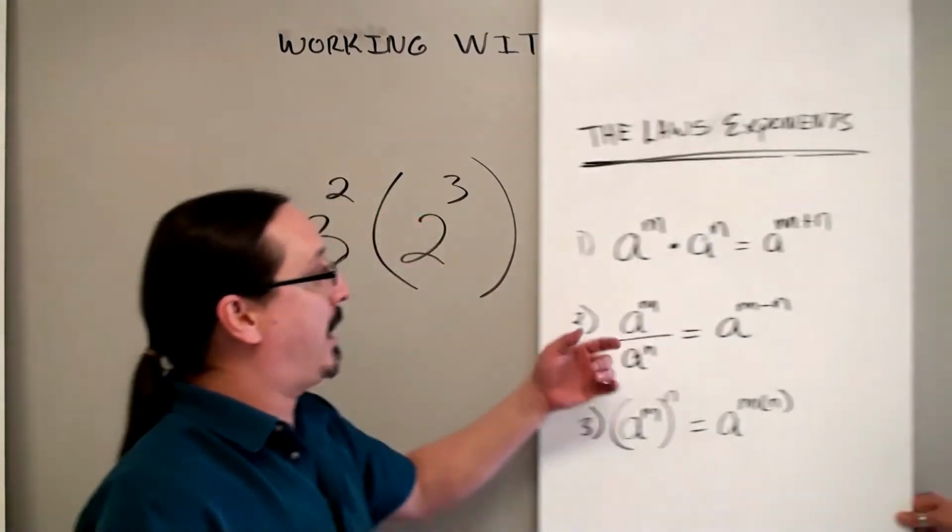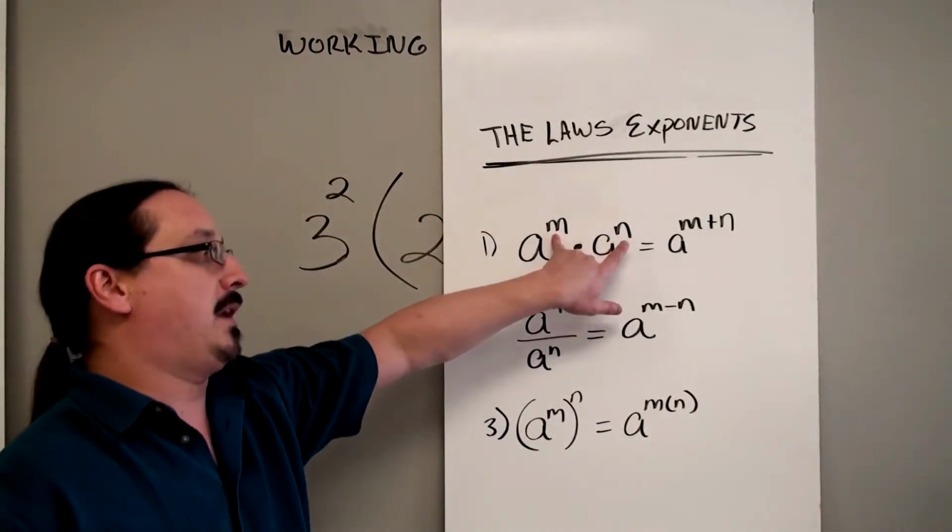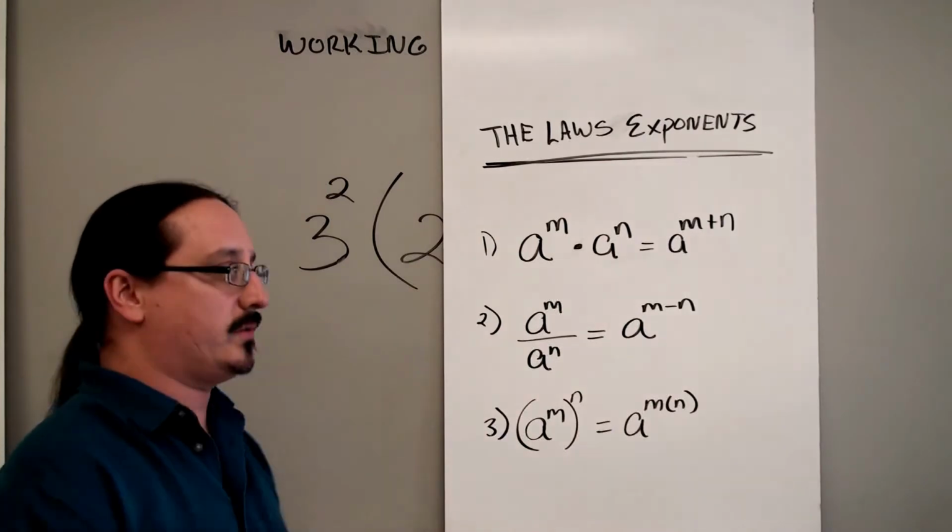Which actually brings us back. The exponents, m and n, are different letters, different numbers.